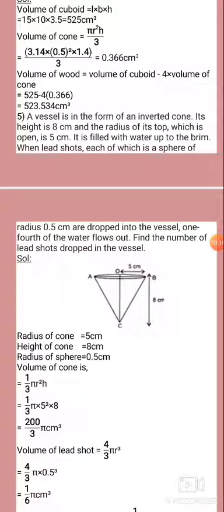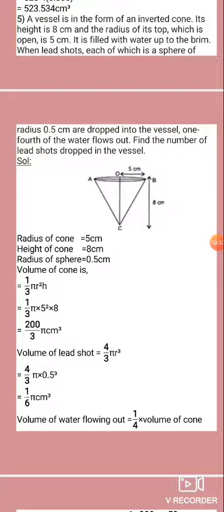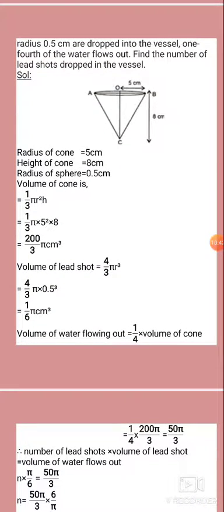Now volume of the lead shot. Okay, so spherical shape is there. Its volume is 4 by 3 pi r cube. So 4 by 3 pi into 0.5 cube. Now 0.5 cube means 0.5 into 0.5 into 0.5, which is 5 by 10 into 5 by 10 into 5 by 10. Cut it, make it in the lowest form, and we get 1 by 6 pi centimeter cube. Now volume of the water flowing out is equal to 1 by 4th of volume of the cone. So 1 by 4th of 200 pi by 3 is equal to what? 50 pi by 3.